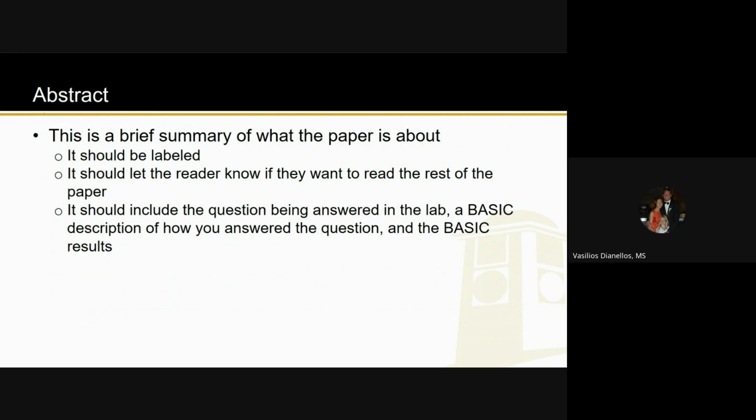As always, everything should be labeled. So literally, you're going to write the word abstract, and then go under that and write your paragraph. That's going to be your abstract. It should let the reader know what the rest is, if they want to read the rest. Just so you know, if a scientist is looking to answer a question that they don't have an answer to, what they're going to do is something called a lit review, a literature review, which is where they look to see what other scientists have done and what they already know.